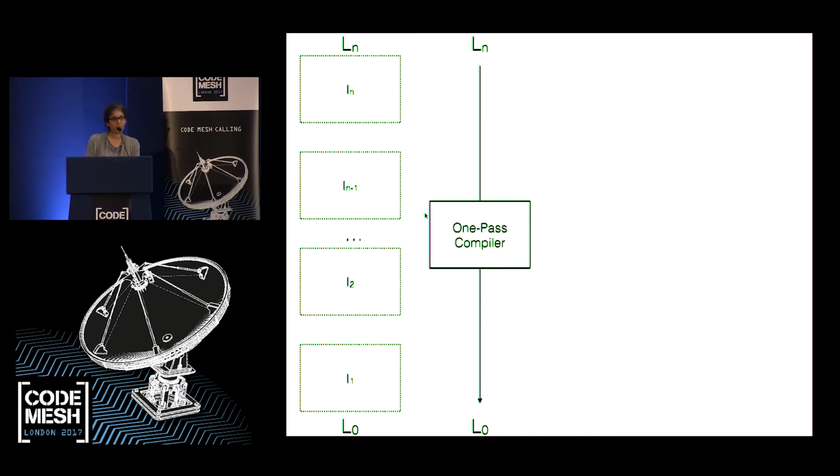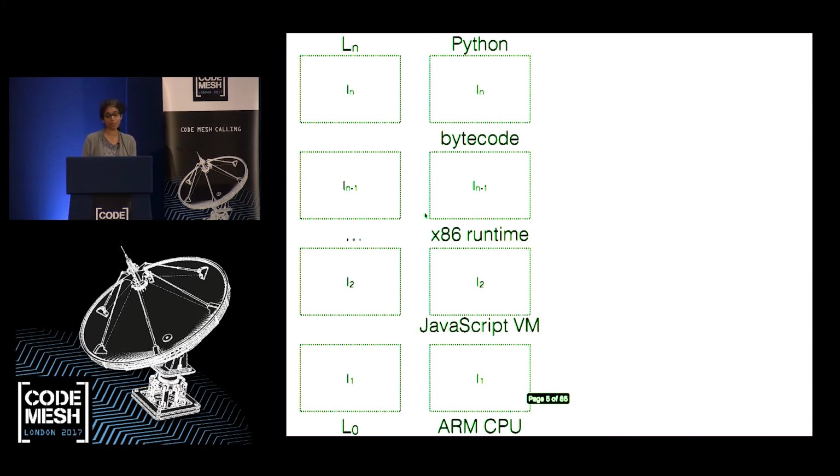OK, so what would a tower of interpreters look like in the wild? And here is a contrived example, which you can probably piece together with the things that exist today. So you can imagine having some Python code that is executed to some bytecode that is then executed on an x86 runtime that is emulated in a JavaScript virtual machine on the browser, and eventually it goes to the ARM CPU. So that's just to give you an idea of how things will look in the wild.